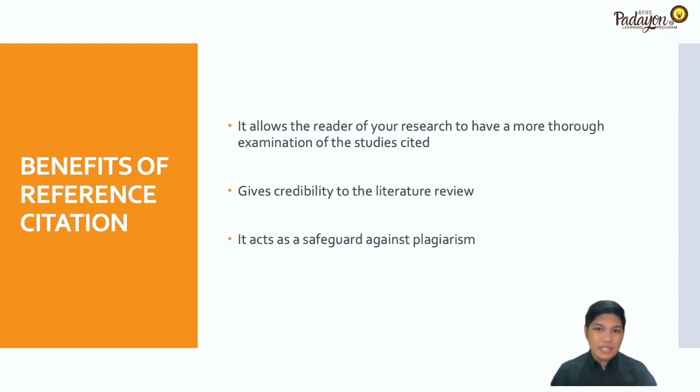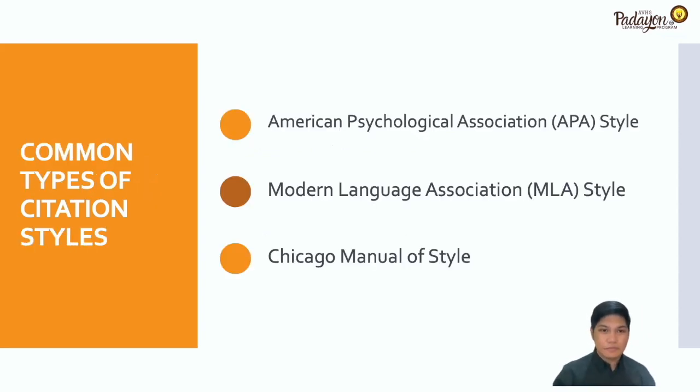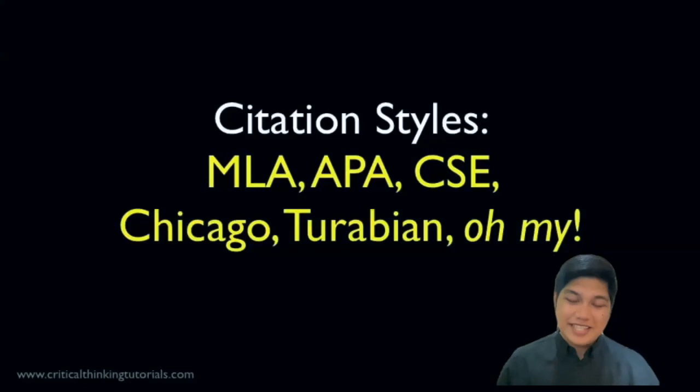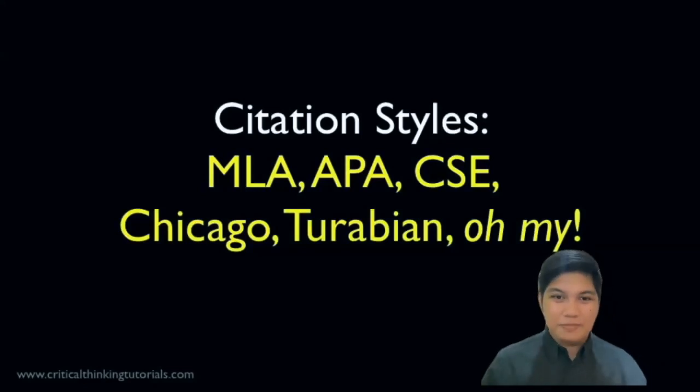Second, it gives credibility to the literature review. Third, it acts as a safeguard against plagiarism. So again, these are the common types of citation styles: the American Psychological Association or APA style, the Modern Language Association or MLA style, and the Chicago Manual of Style. So in this part, I will be showing you a video that talks about MLA, APA, and the Chicago Manual of Style. So please do watch the video.